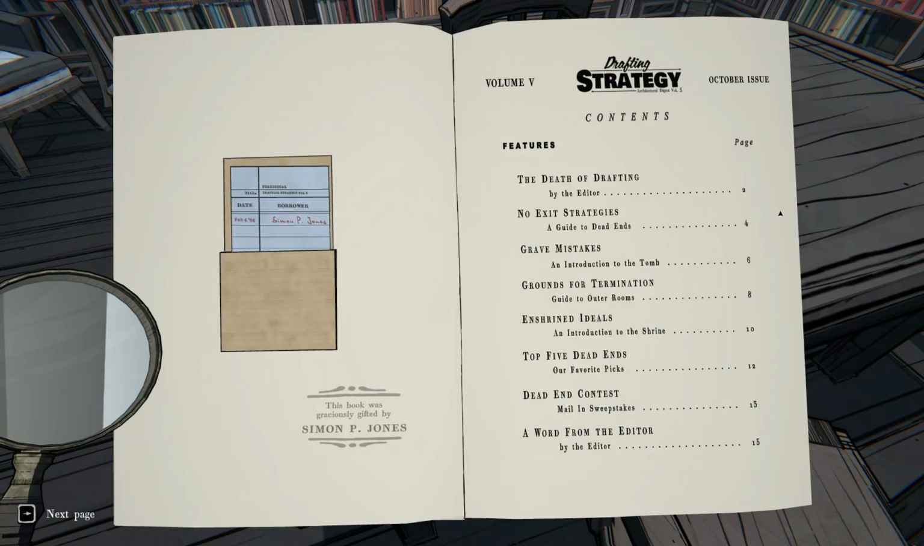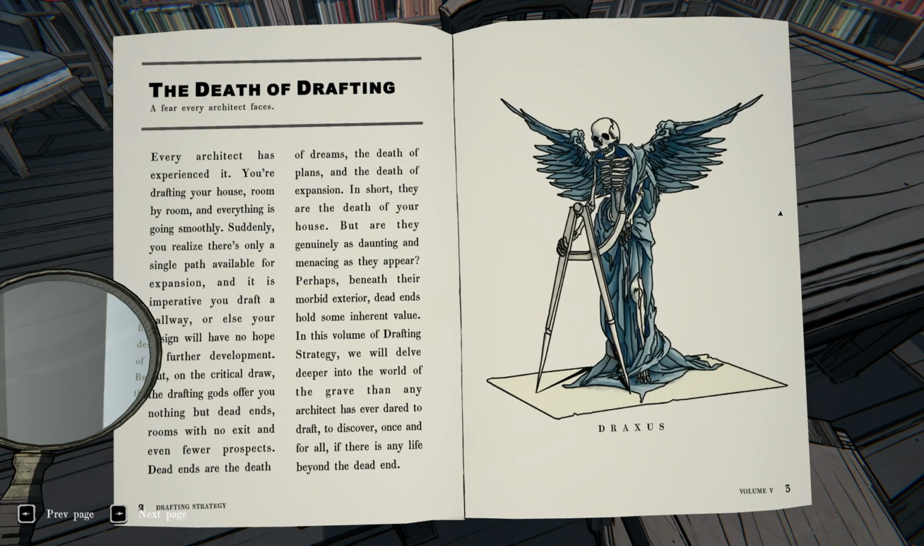Alright. Drafting Strategy, October issue, Volume 5. The Death of Drafting. Every architect has experienced it. You're drafting your house, room by room, and everything is going smoothly. Suddenly you realize there's only a single path available for expansion, and it's imperative you draft a hallway, or else your design will have no hope of further development.